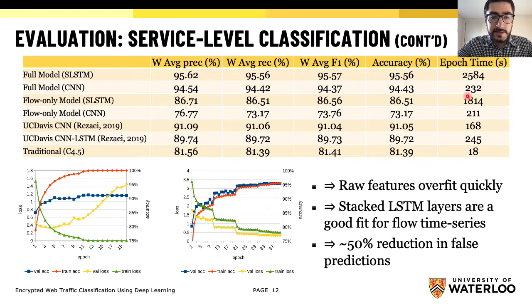Another thing to notice here is that the traditional baseline for this experiment is at around 80% using decision trees. And that means that's around 4 times the number of false predictions, and that means that it's not even in the same order of magnitude.